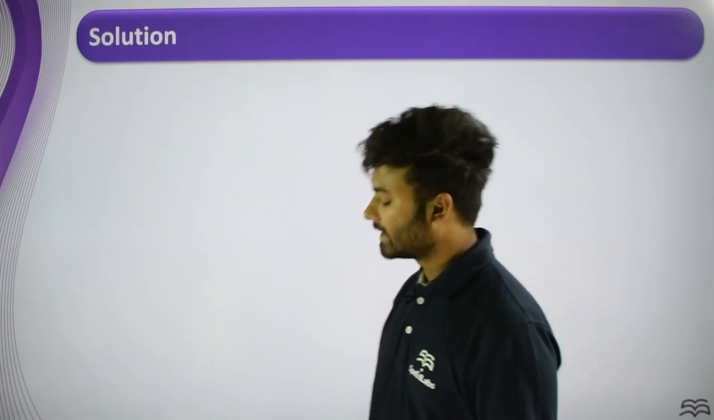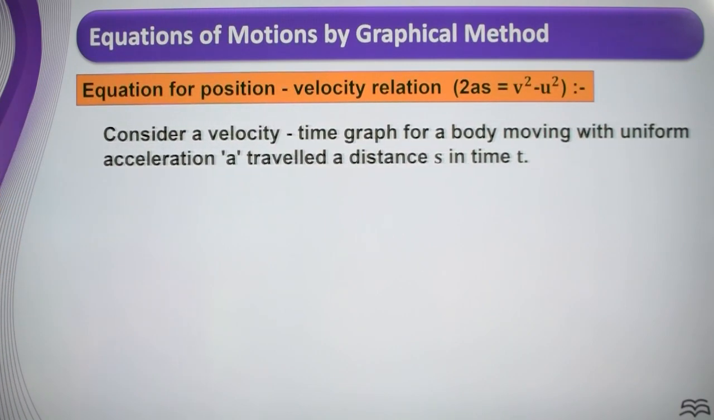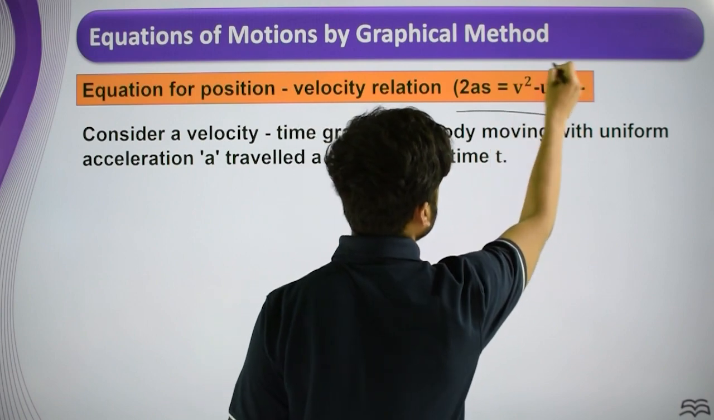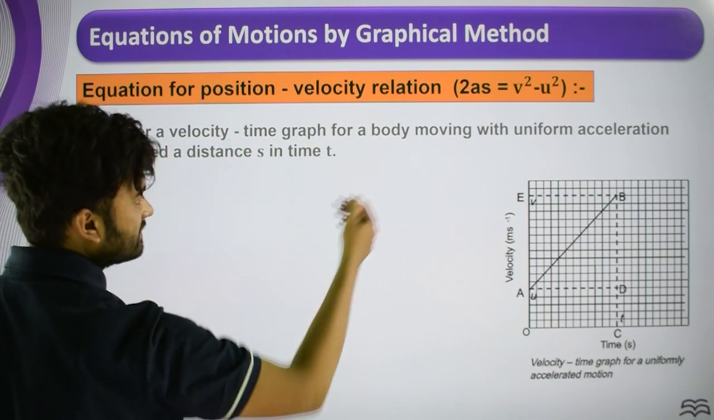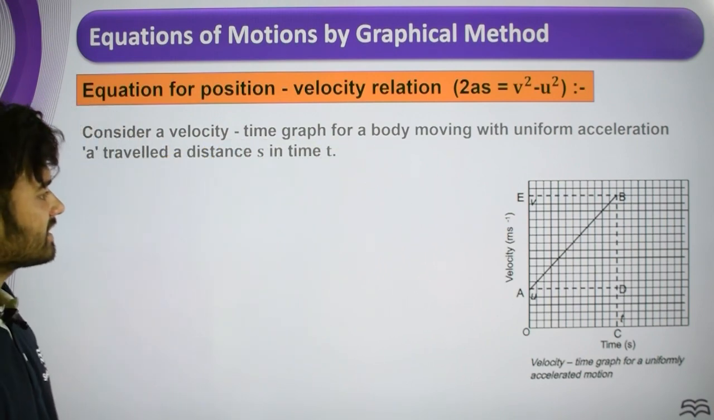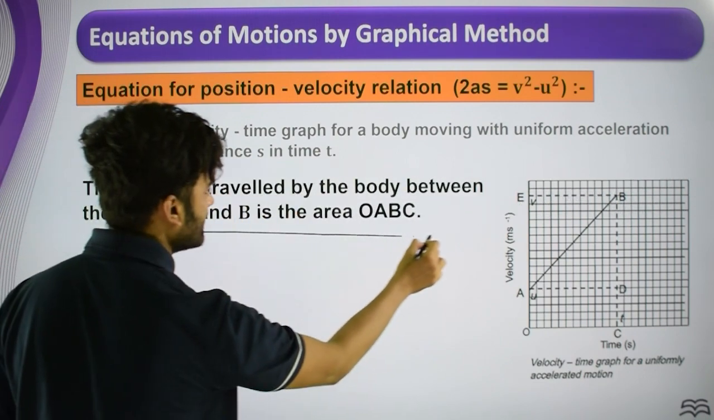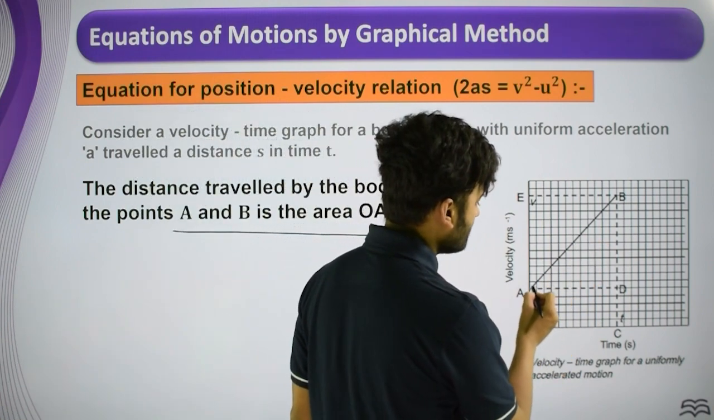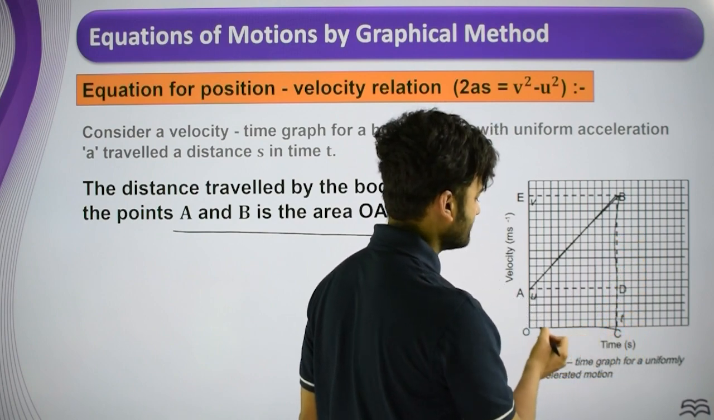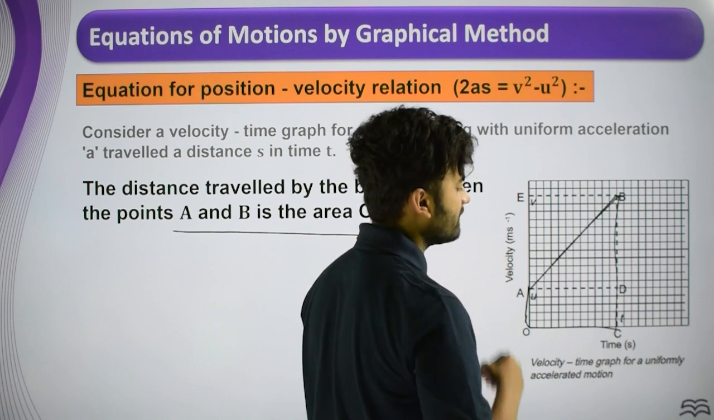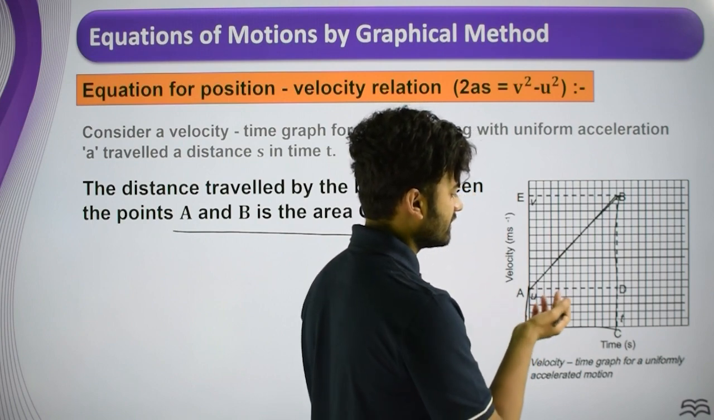Now deriving the third equation of motion is also very simple. What is the third equation of motion? That is v square minus u square is equal to 2as. In this we will just consider a velocity time graph, with uniform acceleration. Now basically, the distance traveled by the body between the points A and B is the area OABC. This is the area we want to calculate. First we divided this area into a triangle and a rectangle, but this is one trapezium. So we will find out the area of this trapezium in deriving this third equation of motion.